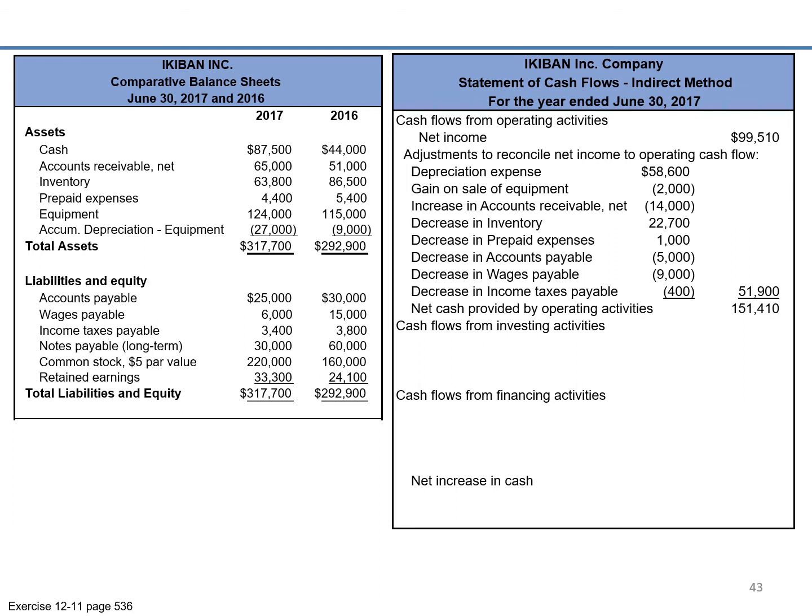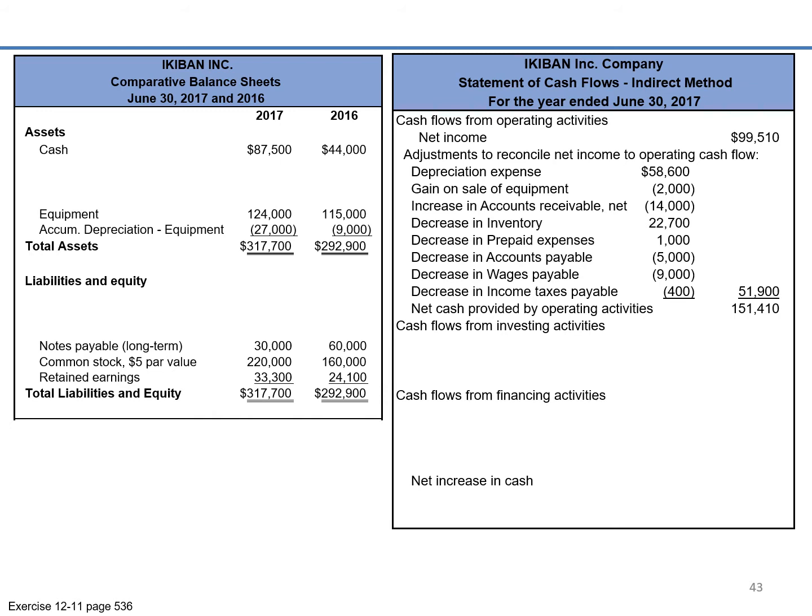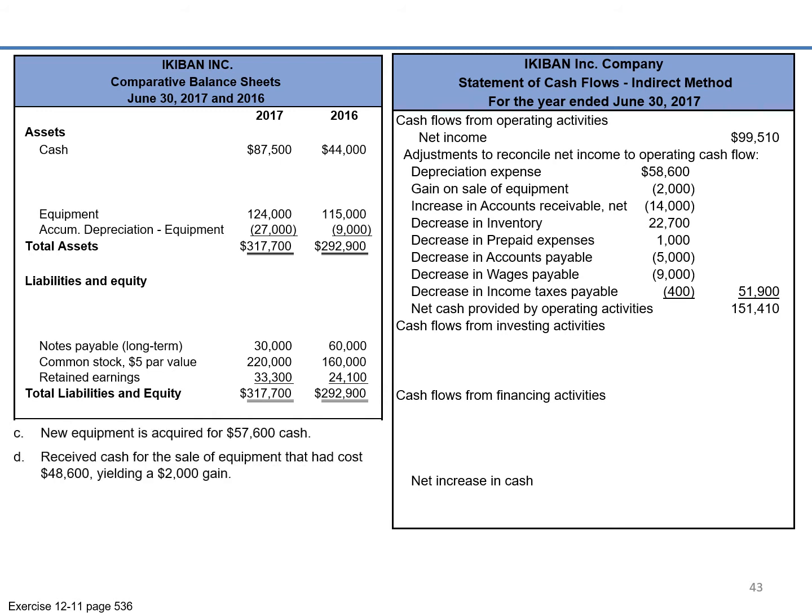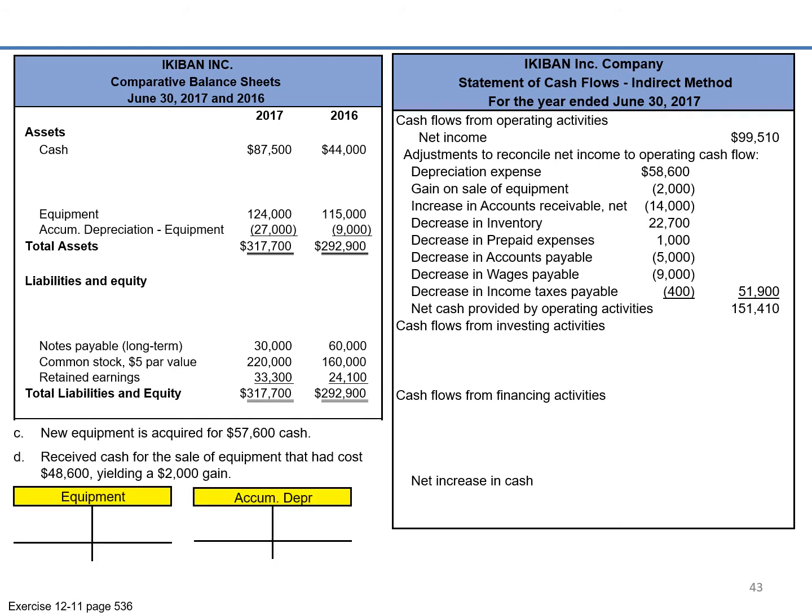Then we have to look at our investing activities. So that's our property, plant, and equipment changes, right? So we have an increase in equipment of, what is that, $9,000, but we need the additional information to tell us what pieces of that were cash. So they told us that we got new equipment acquired for $57,600 cash. So that's part of it. So we started at 115 and we started at $9,000 of accumulated, right? We're just transferring these down to our T accounts. Then we bought new equipment for $57,600, so equipment increases by $57,600.